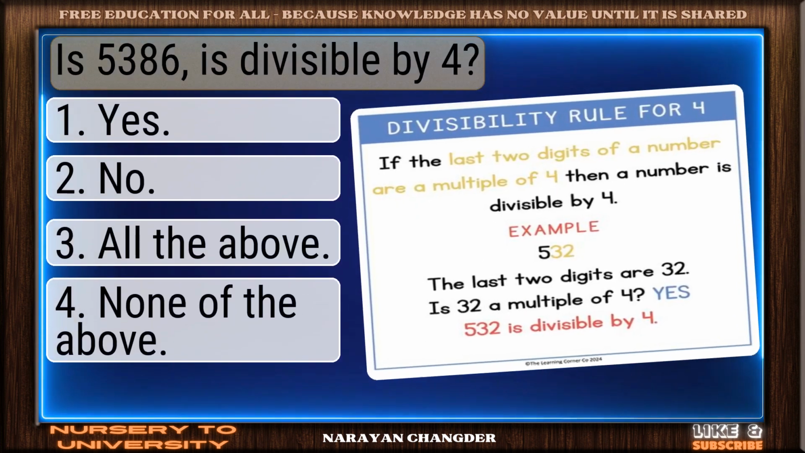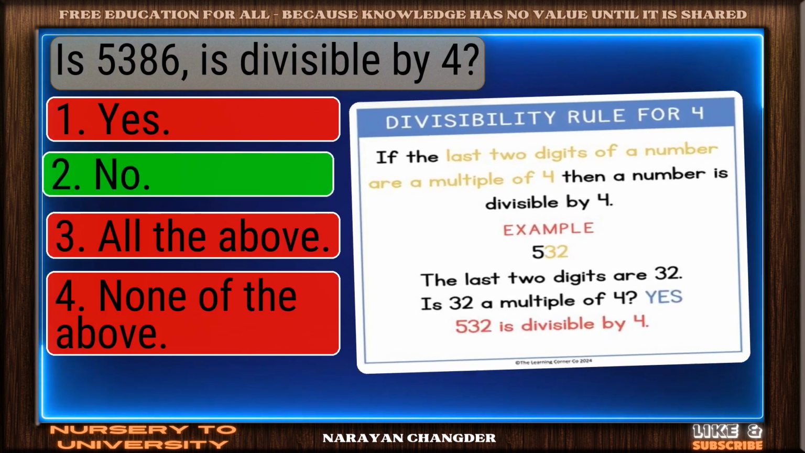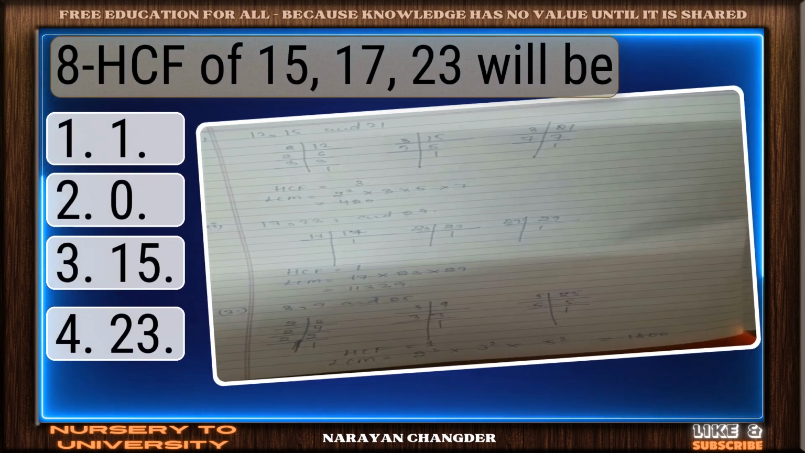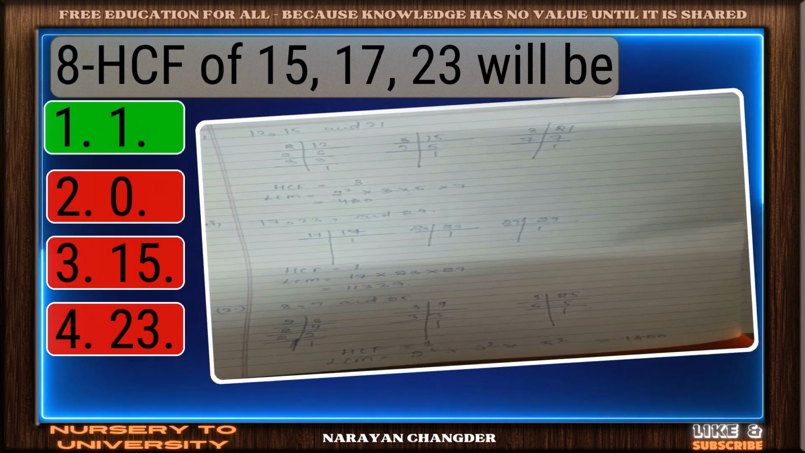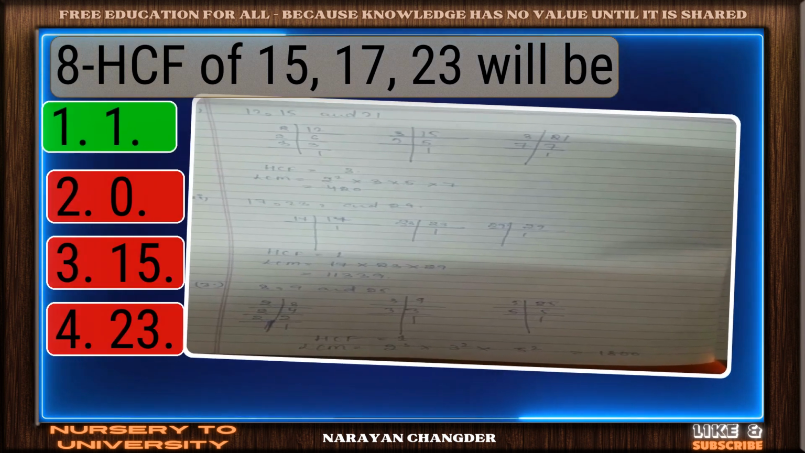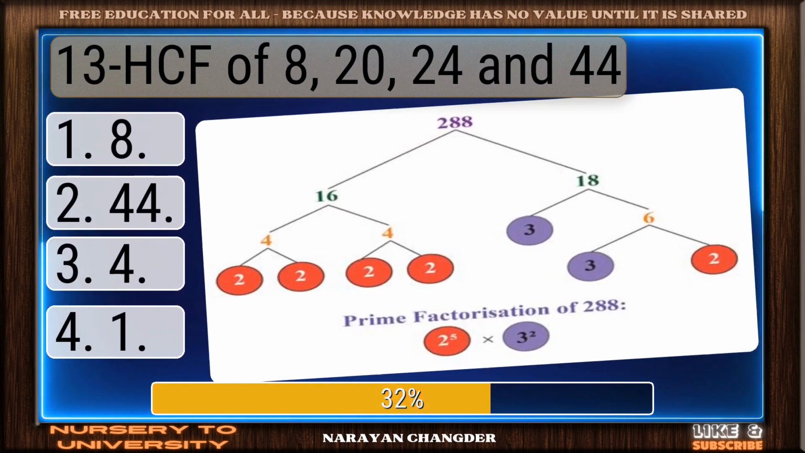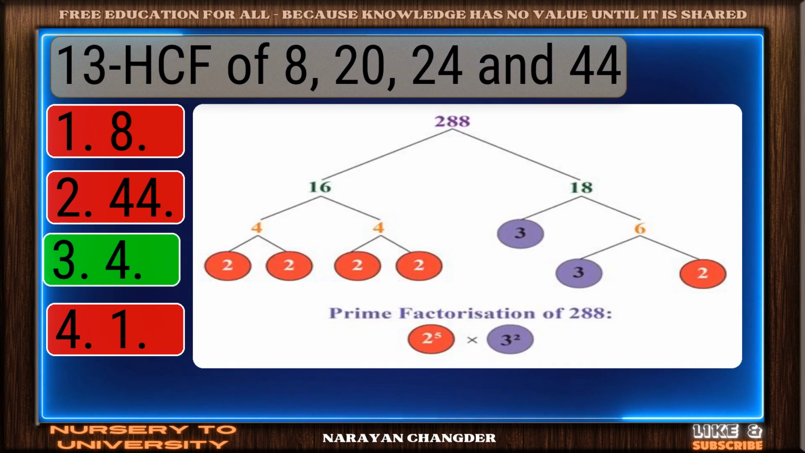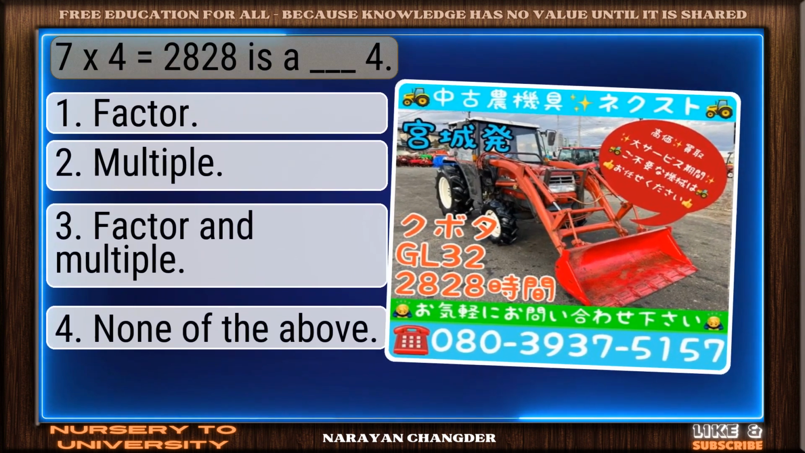Is 5386 divisible by 4? Well reasoned. No is the correct choice. HCF of 15, 23 will be? Strong choice. 1 is the right answer. 20, 24, and 4 have? You got it. Your choice 4 is right. 4 x 7 equal to 28, so 28 is a dash of 4.